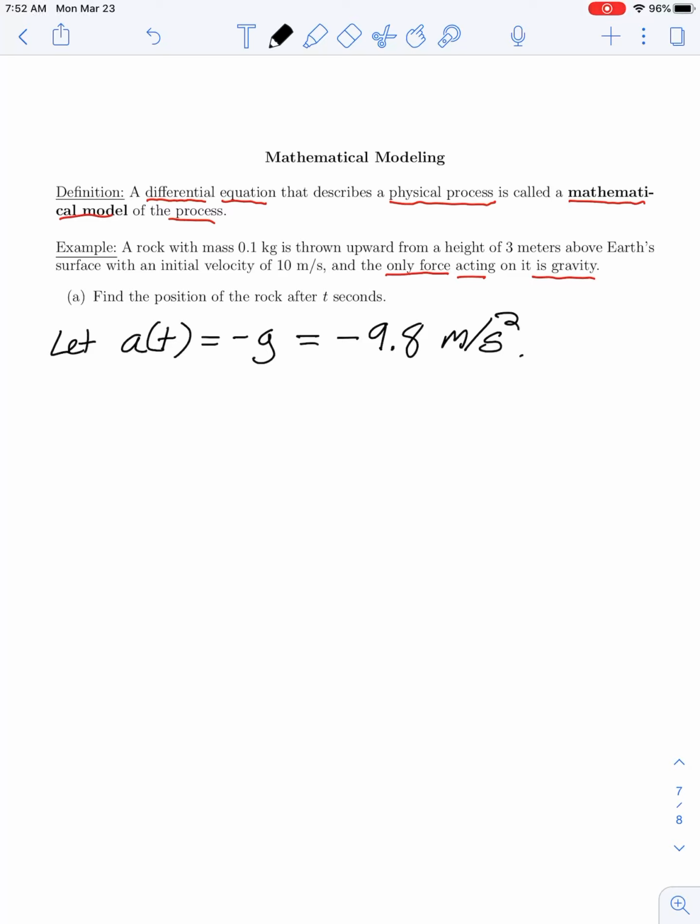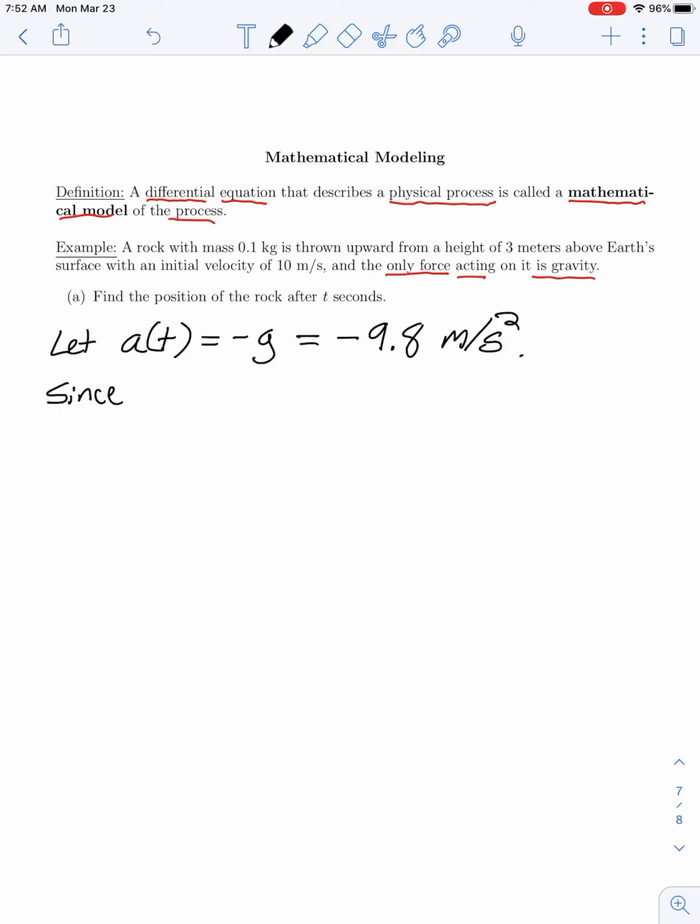So what we have is the acceleration of our rock at any time t, and we are asked about its position, information about its height above the Earth's surface. Now we know that acceleration is the derivative of velocity, and velocity is the derivative of position. So what we're given is the second derivative of our position function. Acceleration would be the second derivative of our height. So we need to work backwards from acceleration to find our position.